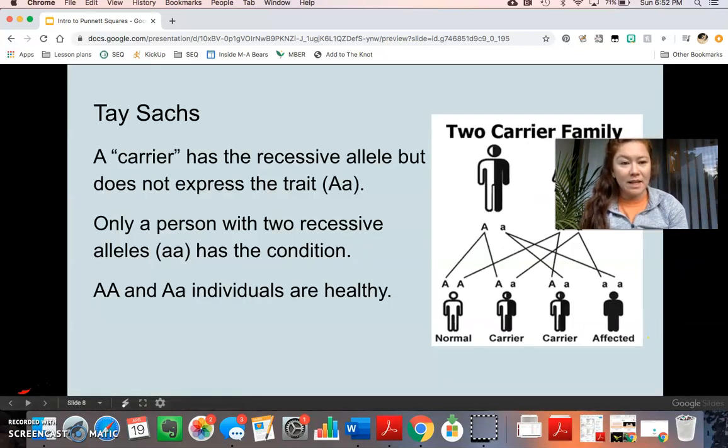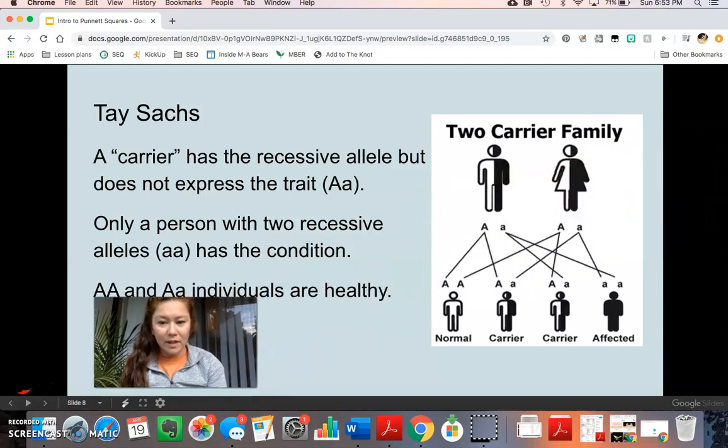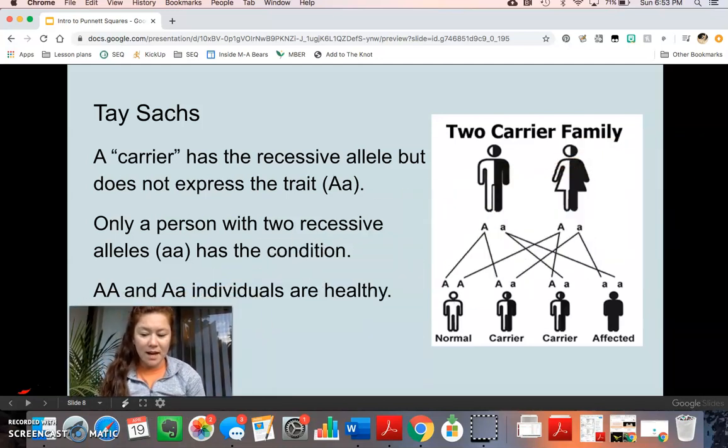Okay, so Tay-Sachs, just for a new example, is a degenerative disease that breaks down the nerve cells in the brain and I think your spinal cord, and it is incurable. It's really unfortunate. It happens rarely, but higher in certain populations compared to others. So a carrier, I just want to be really clear about these words, a carrier has the recessive allele, but does not express that trait.